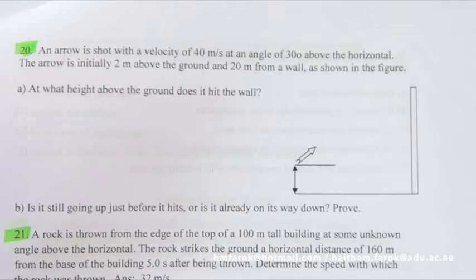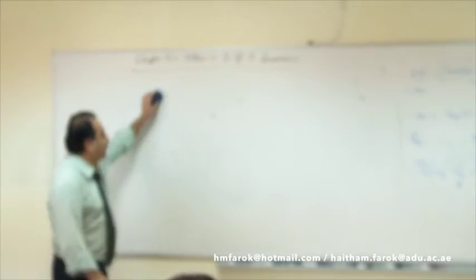Part A is not that difficult. Part B is interesting. Part B says, is it still going up just before it hits the wall, or is it already on its way down? Prove it. It's not enough that you just say it. You have to prove it mathematically. So I'll just do a sketch for you here.